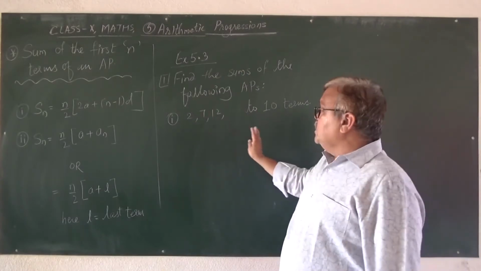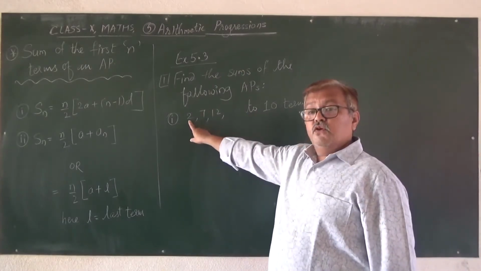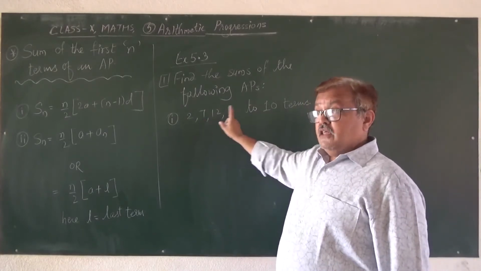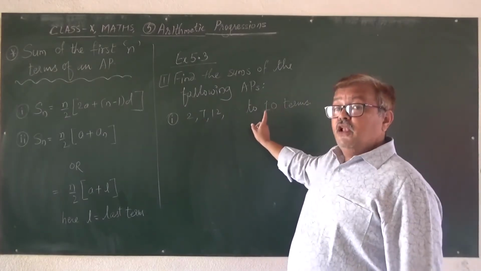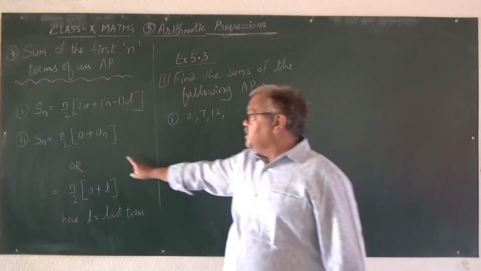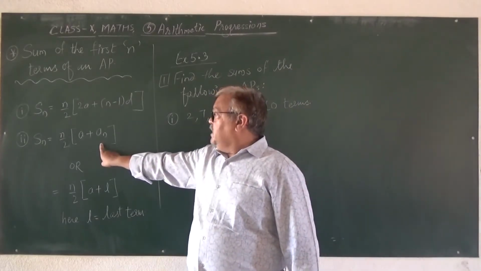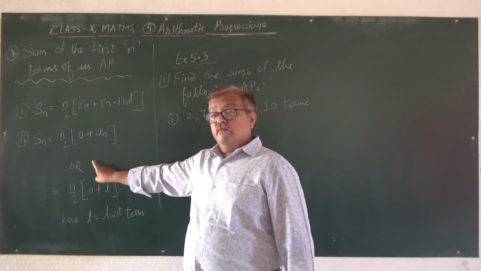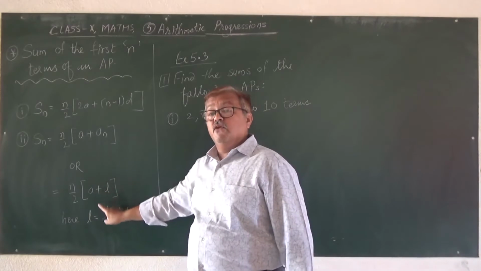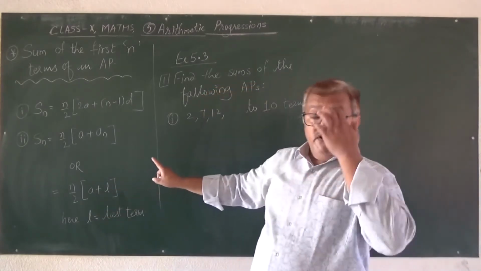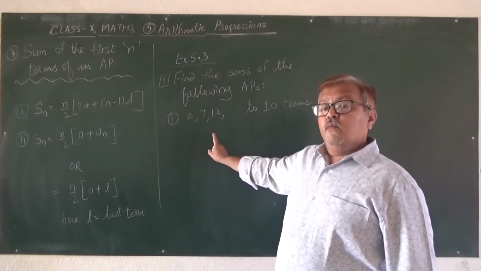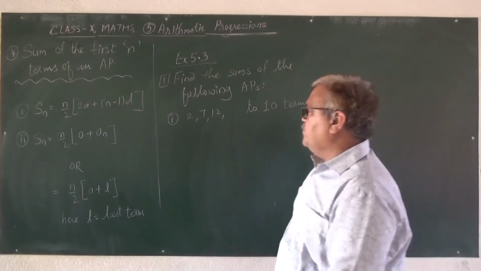Now what is known here? You know the first term, you know the common difference, but you don't know the last term. What is the value of the last term you don't know, so you cannot use the formula Sn is equal to n by 2 into a plus an. This formula we cannot use because we are unaware of the last term. We know the first term and we know the common difference d, then we can use the first formula.